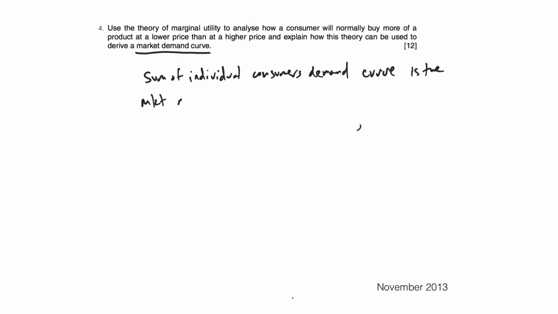So the whole of the answer is the same, everything is the same except for this last analysis, that once you talk about the marginal utility, MU, TU, equimarginal principle and all that, then in the end you could say that this can be used to derive a market demand curve by summing all the individual consumers' demand curves. All the individual consumers' demand curves would be the market demand curve.